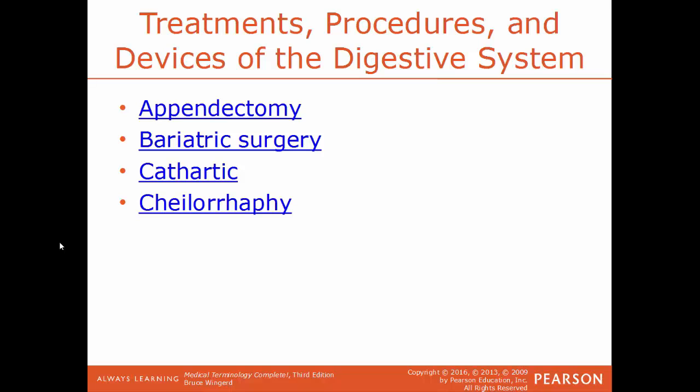Our next term, cathartic. When we talk about the digestive system, a cathartic is a medication that will help speed up bowel movements. Now, this is different from a laxative. A laxative will make these stools softer, so it's easier to pass. And our last term here, chylorrhaphy. This is a suture within a lip. So basically the repairing of a lip.